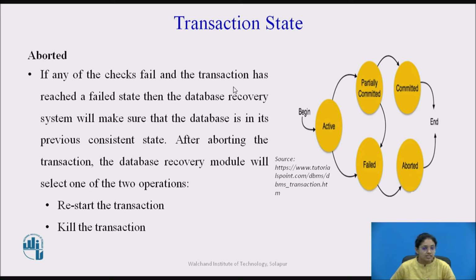As the rule of transaction says, if the database is in a consistent state before the transaction, then after the transaction also the database should be in a consistent state. If it is not, abort it and go back to its previous consistent state. So, there are two operations in the aborted state: first, restart the transaction, and second, kill the transaction. So, these are the 5 transaction states.